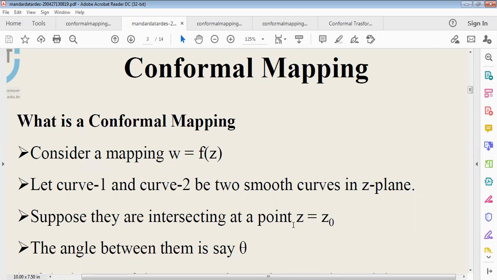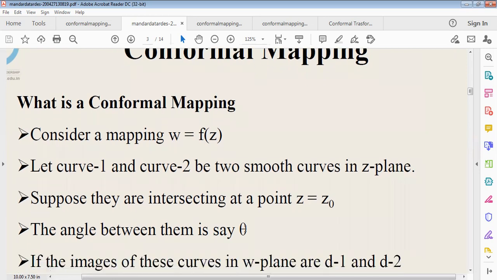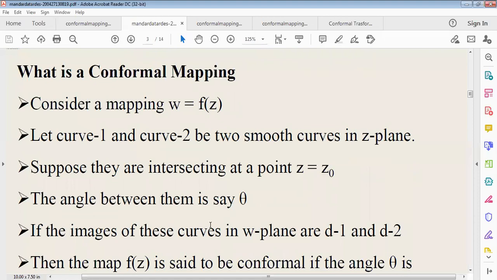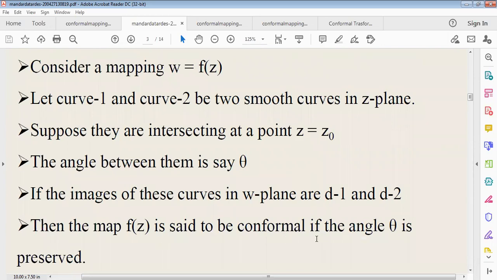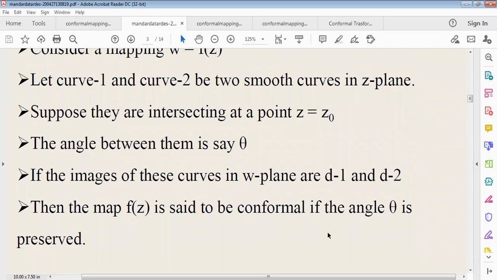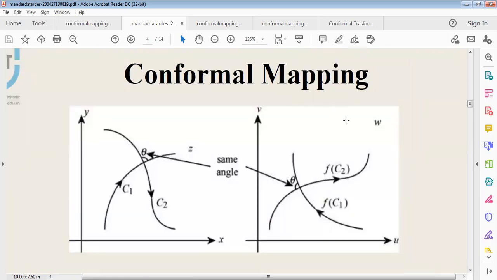Suppose they are intersecting at point z equals z0. The angle between them will be, say, theta. If the images of these curves in the w plane are D1 and D2, then the map f of z is said to be conformal if the angle theta is preserved. That means it does not change. So this is the geometrical interpretation of conformal mapping.